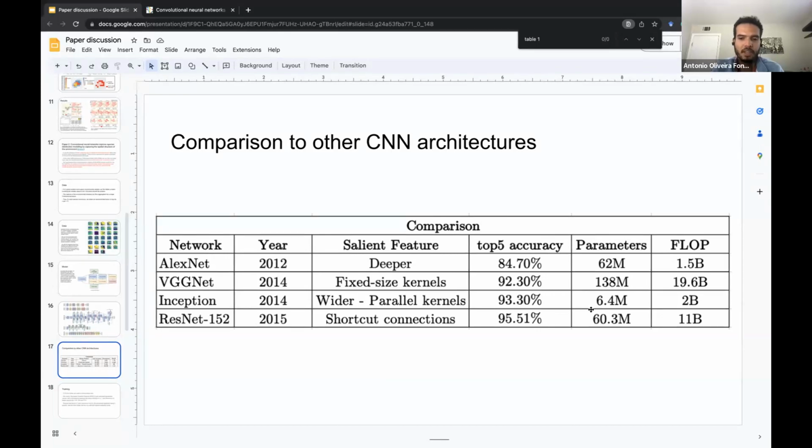The difference is that the ResNet, to be able to achieve such a good performance, had 60.3 million parameters. That's a lot of parameters. While the Inception, which is smaller but has all these kernels running in parallel, managed to achieve good enough performance, 93.3, with just 6.4 million parameters. That's 10 times fewer parameters, which means less memory needs to be used and it most likely trains faster. Okay. Any questions with respect to the Inception?